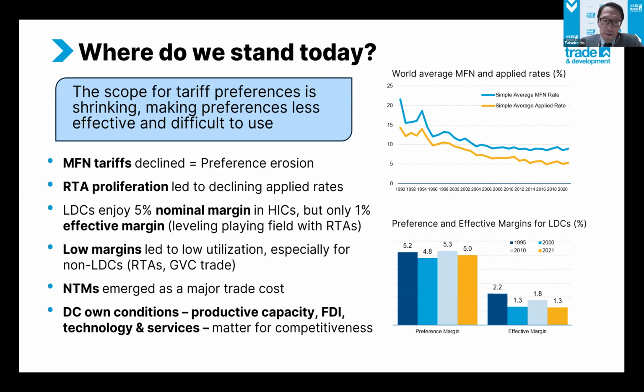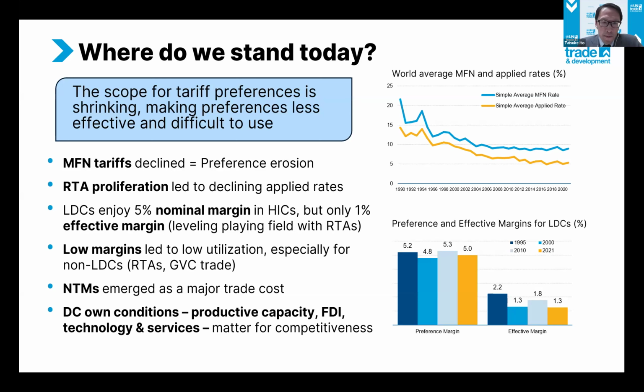LDCs, which are major beneficiaries of preferences, having only 5% of preference margin as compared to MFN. So this is still sizable, but if you compare it with the applied rates which other developing countries are facing in a given market like the EU or US, the difference is only 1%. So even if LDCs have some preference margin available, they do not receive significant competitive advantages. So this means the margin of preference is getting lower and lower.